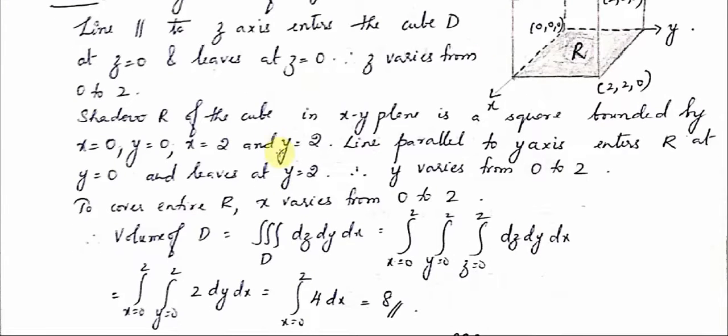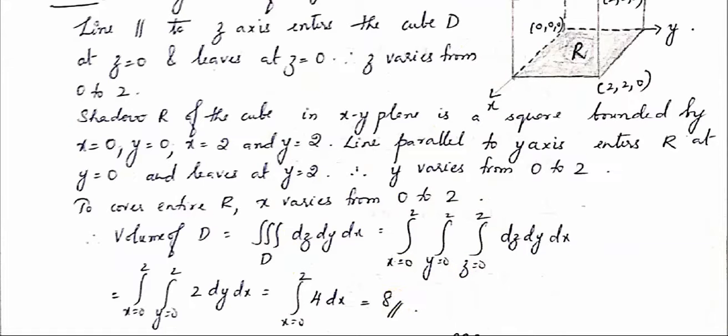So you can just read through what I've written here. It is very clearly visible that your limits of integration are 0 to 2 for all of x, y and z. Therefore, volume is triple integral over D, dz, dy, dx, whichever order, doesn't matter. Alright, so I have integrated, and I have got the value to be 8.